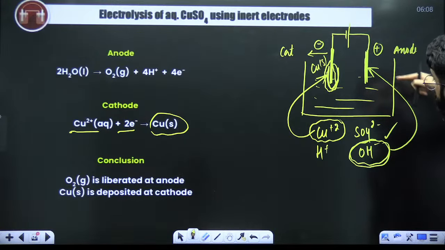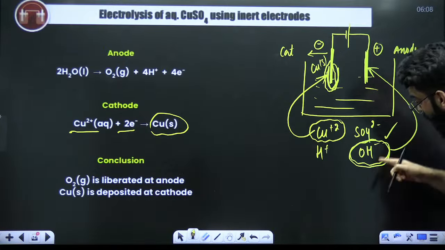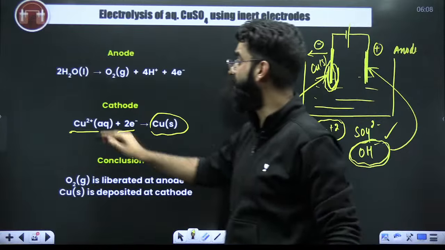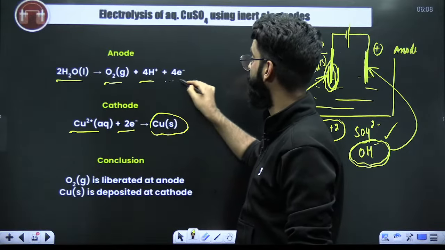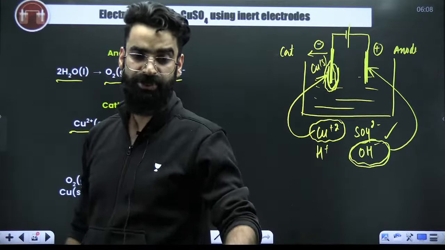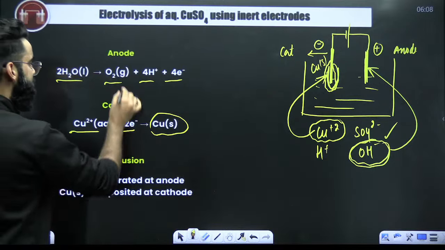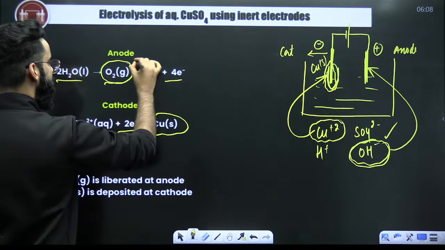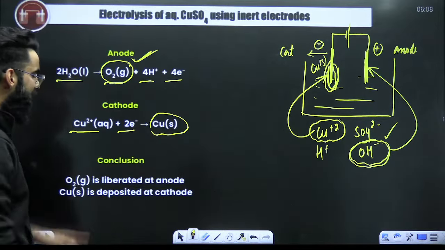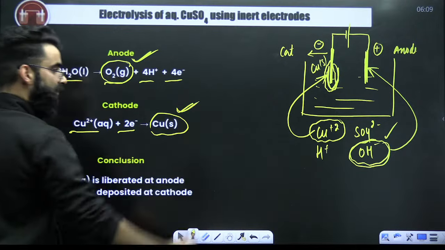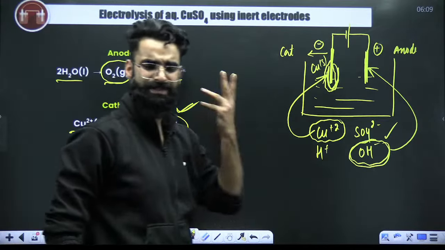So OH negative has to go to the anode and will undergo oxidation, but this OH negative has come from the water. So you'll write the oxidation reaction of water. And due to the oxidation of water, O2 gas is liberated. And at cathode, copper solid is deposited. So these are the products of electrolysis which you have to remember.